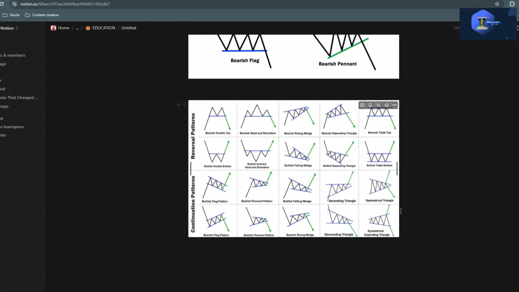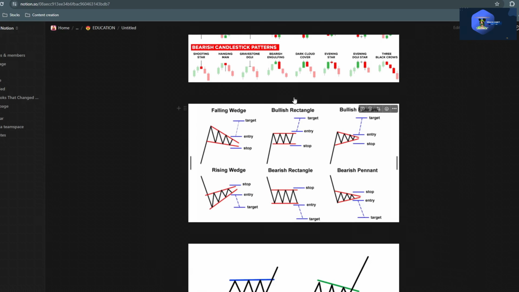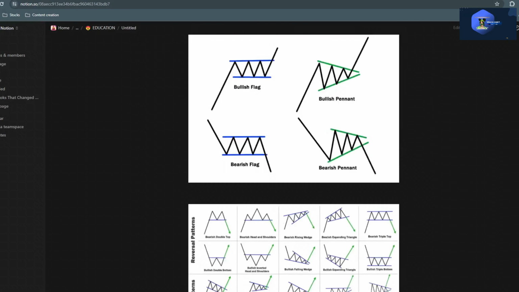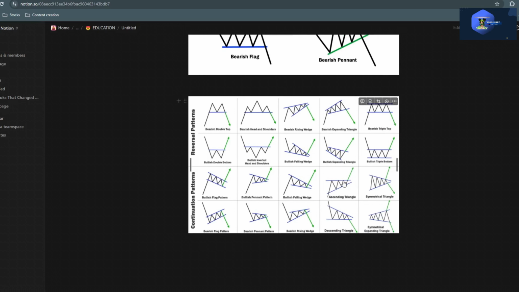These are something that you have to get familiar with. You don't have to memorize all of these candlestick patterns, but you have to get familiar with all of these: falling wedge, bullish rectangle, bullish pennant, all of these continuation and reversal patterns. Okay, just take a picture of this, post it in front of your computer and get familiar with all of these. Okay, so that's what you need to know.